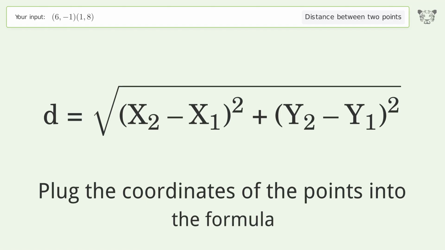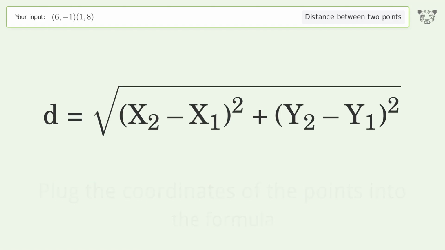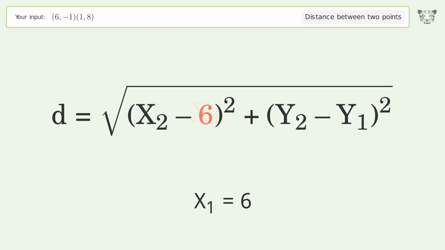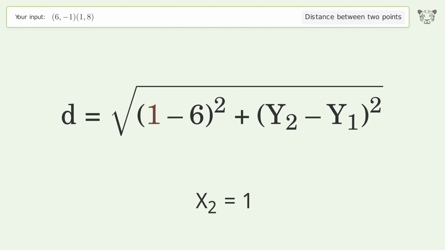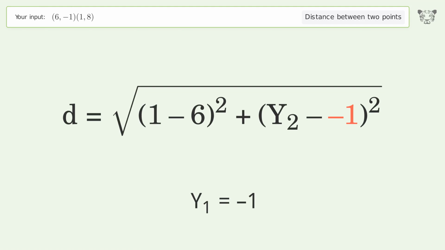Plug the coordinates of the points into the formula. x1 equals 6. x2 equals 1. y1 equals -1. y2 equals 8.